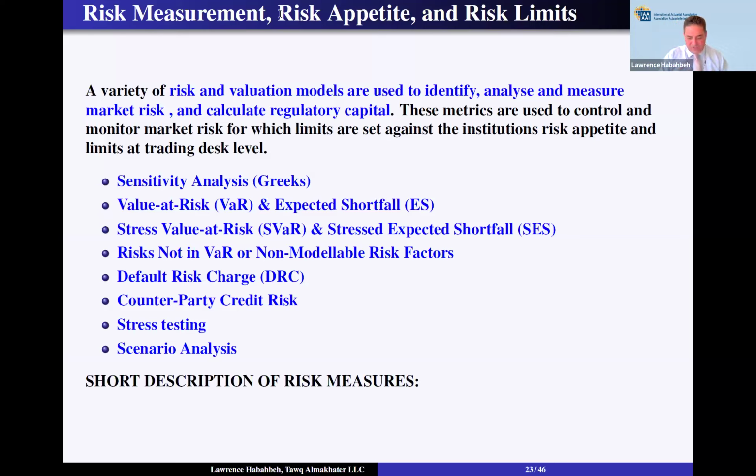In this case, is the default risk charge. And then you have the third component, which is the residual risk add-on. The residual risk add-on is basically a market risk capital charge that takes into account all trading book positions that have a not so simple payoff.